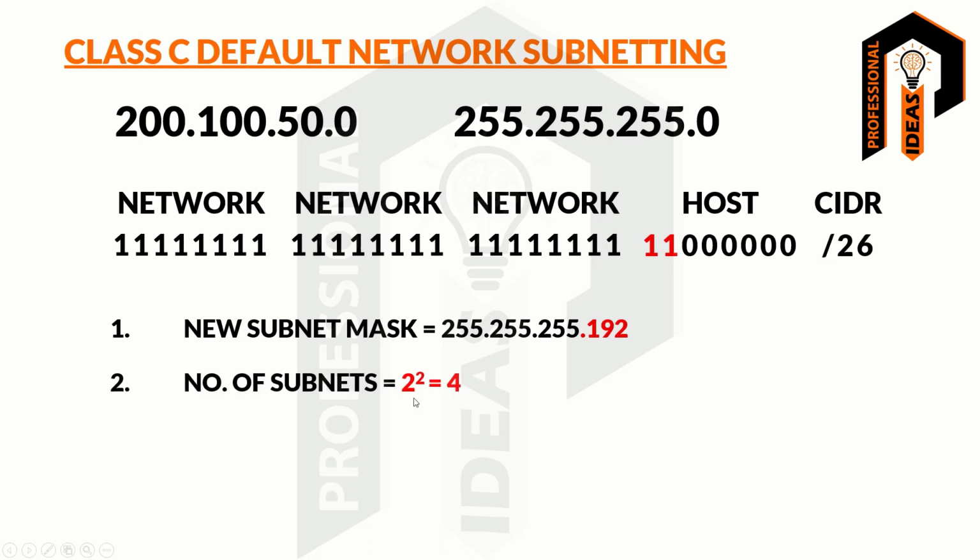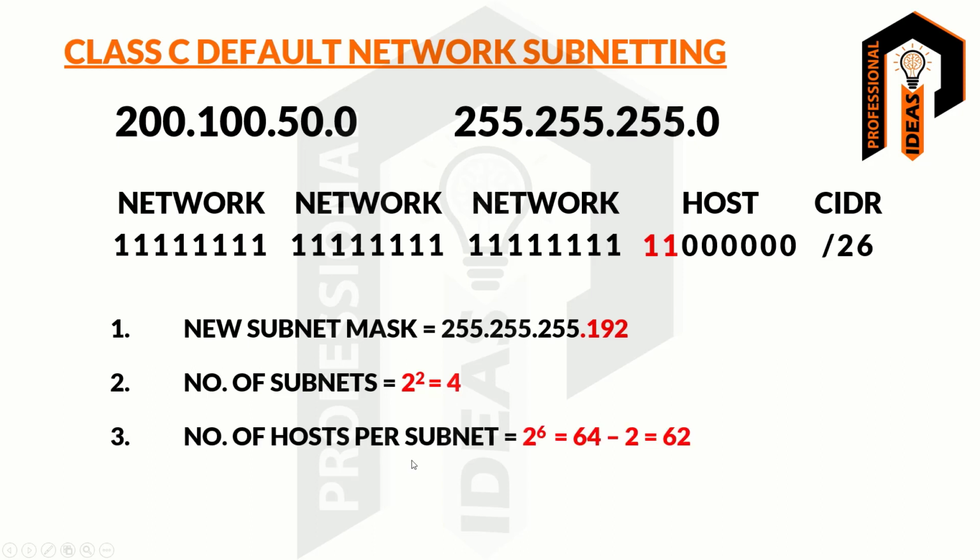Step number 2, the number of subnets will be 2 raised to power 2, because we have borrowed 2 bits, and that will be equal to 4. So we will get 4 subnets. Step number 3, the number of hosts per subnet will be equal to 2 raised to power 6, because there are 6 bits left in the host segment, and that will be equal to 64. But remember, we had subtracted 2 from possible host values, one for the subnetwork ID and the other for the broadcast address. So our valid hosts per subnet will be 64 minus 2 equals 62.